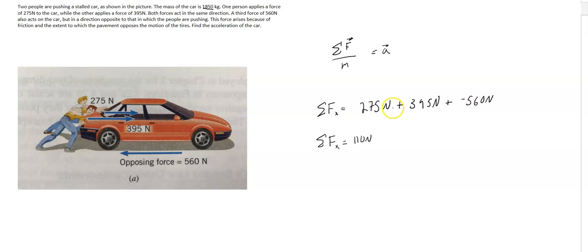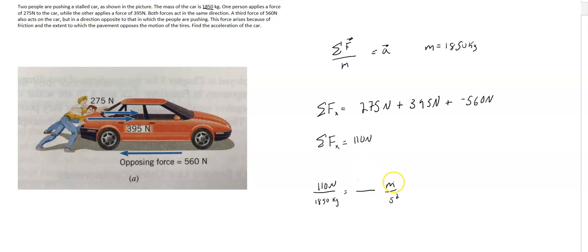The acceleration of the car is equal to this, and the mass of the car is 1,850 kilograms. So we've got the sum of the forces, we've got the mass, we can plug it all in and find the acceleration. 110 newtons divided by 1,850 kilograms equals what? And we know the units of acceleration are meters per second squared.